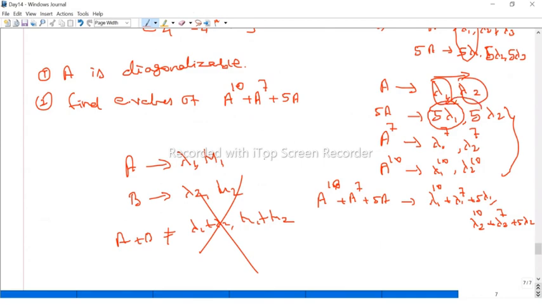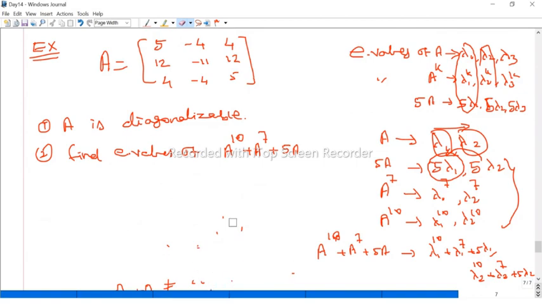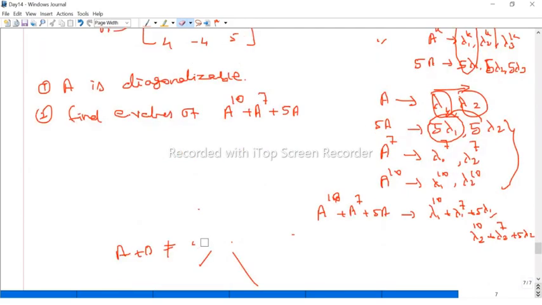So for this problem, first you have to find the eigenvalues, and then check whether all the eigenvalues are distinct. If so, we can say it is diagonalizable. Otherwise, how do we check if it is diagonalizable or not? You have to find the corresponding eigenvectors, three eigenvectors, one for each eigenvalue, and check whether they are linearly independent or not. If they are linearly independent, then we can say it is diagonalizable.